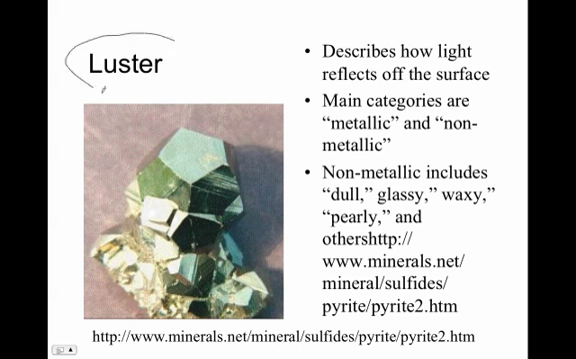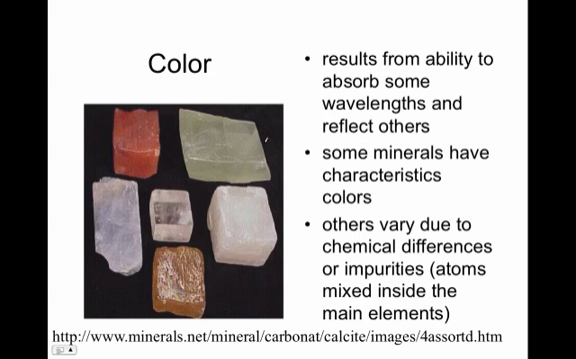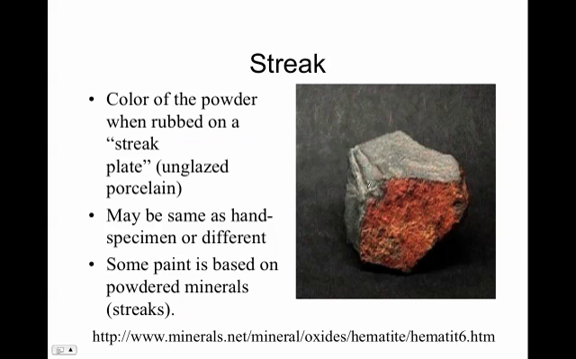Next, luster is a second category. This describes how the light bounces or reflects off the surface. Usually we say it's a metallic luster if it's sparkly and shiny, or non-metallic. Non-metallic might be dull, glassy, waxy, or pearly. Color is another property, and some minerals have very characteristic colors. Others vary due to chemical impurities.